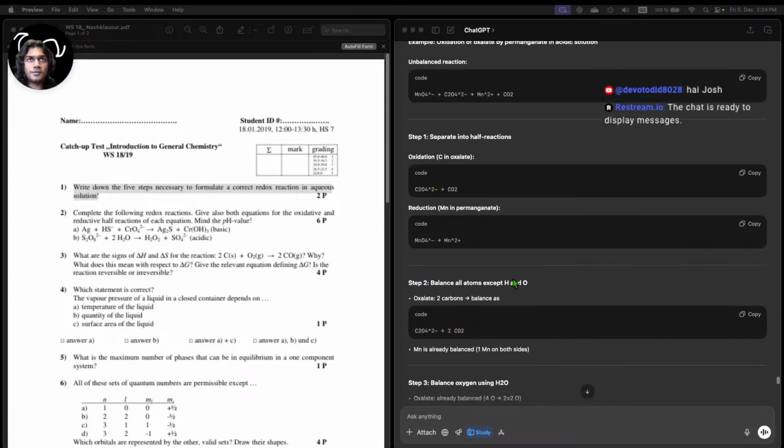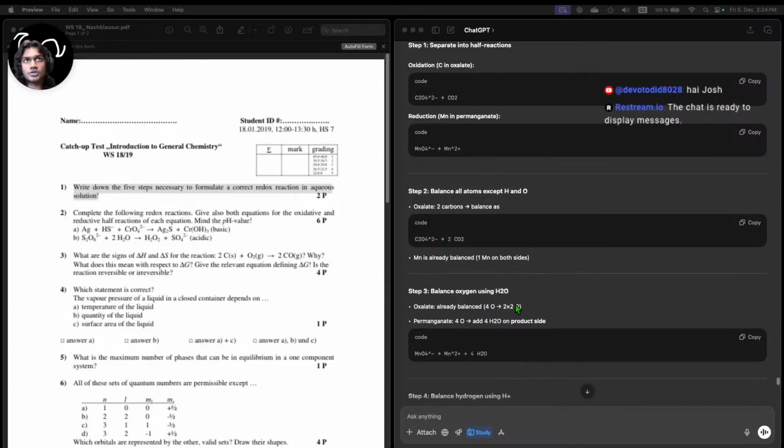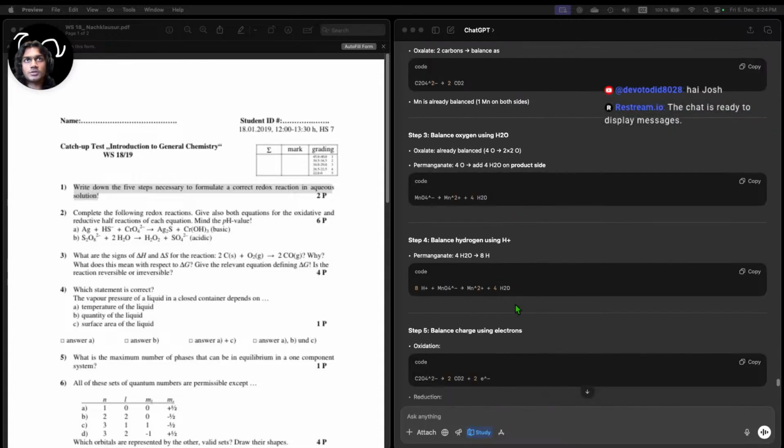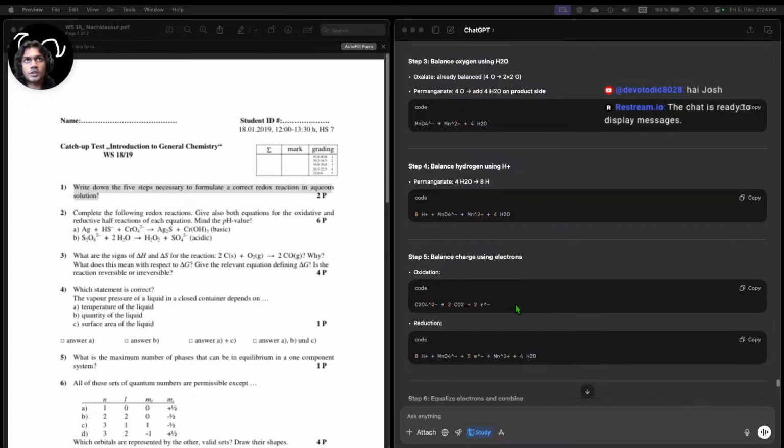Separate into half reactions. Balance all atoms except hydrogen and oxygen. Balance oxygen using water. Balance hydrogen using H plus. Balance charge using electrons. 2 minus. Okay.